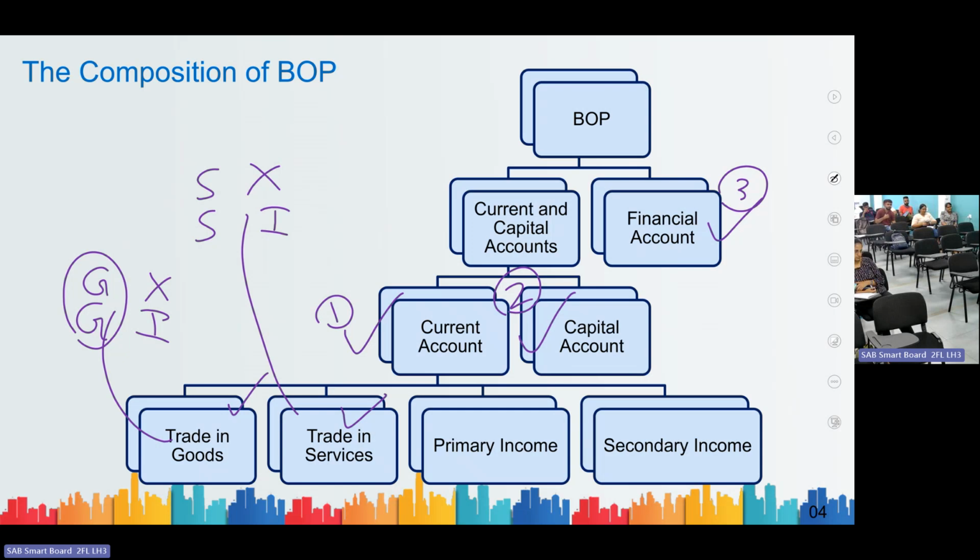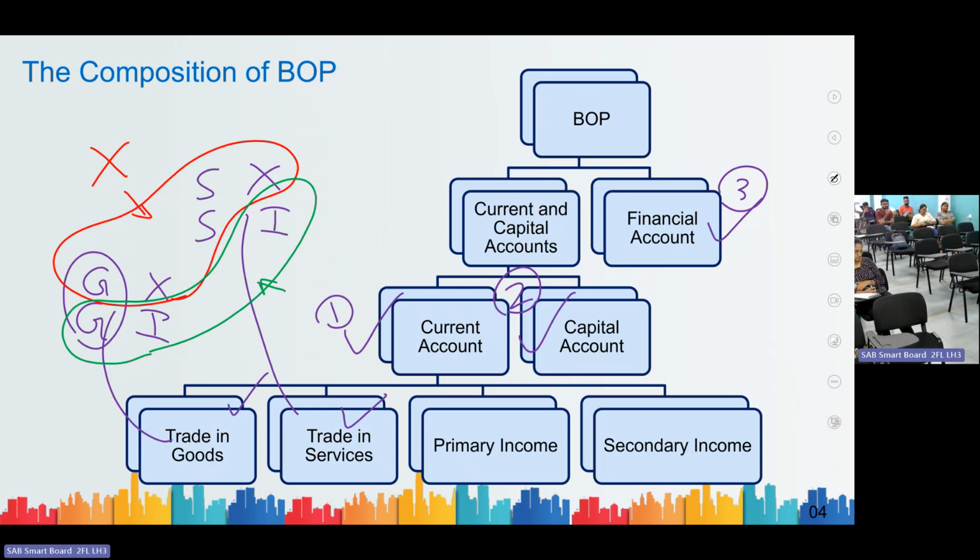These two items together, goods exports and services exports, are called simply exports. Goods imports and service imports are called imports. So exports has two sides, goods exports and service exports. Imports also has two sides, goods imports and service imports. But goods transactions are reported in one account, and service related transactions are reported in another account.